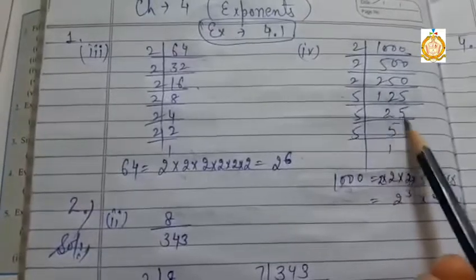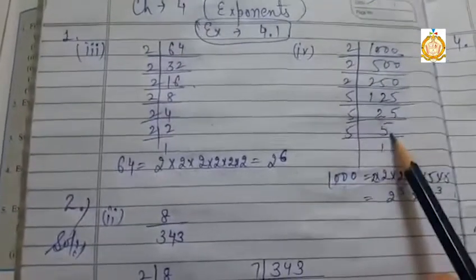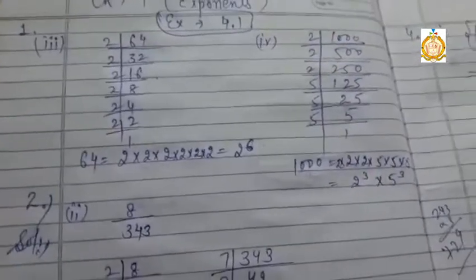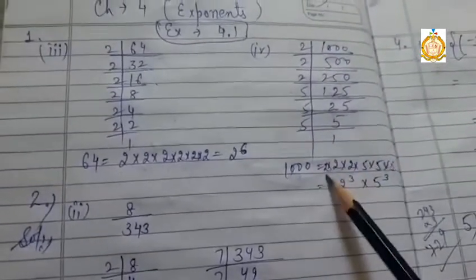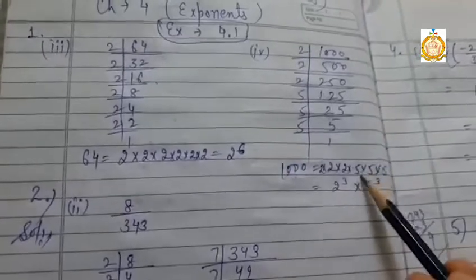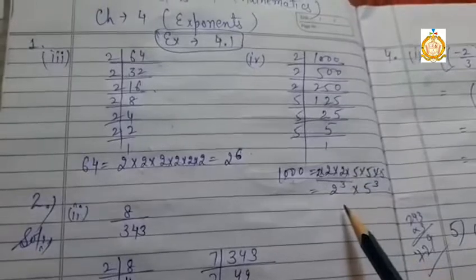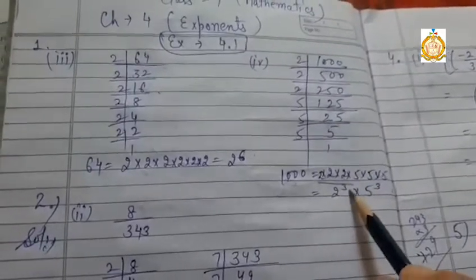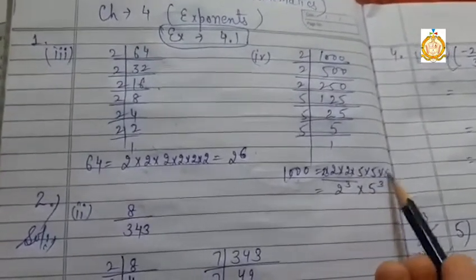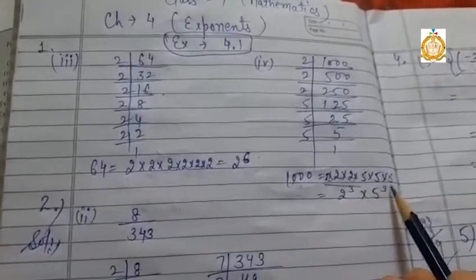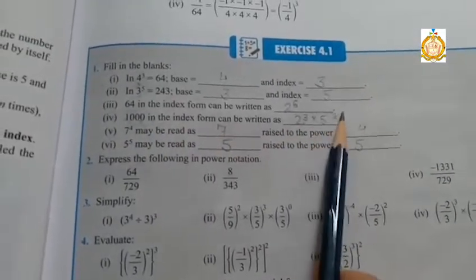Again dividing 25 by 5, we will get 5. Dividing 5 by 5, we will get 1. Hence we can write 1000 as 2 into 2 into 2 into 5 into 5 into 5. Here 2 comes 3 times, so we can write it as 2 raised to power 3. And 5 comes again 3 times, we can write it as 5 raised to power 3. So here we can write 1000 as 2 raised to power 3 into 5 raised to power 3.